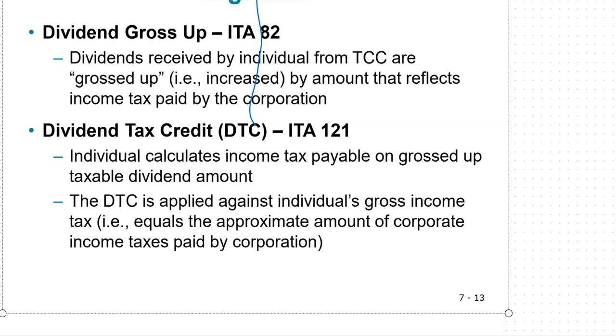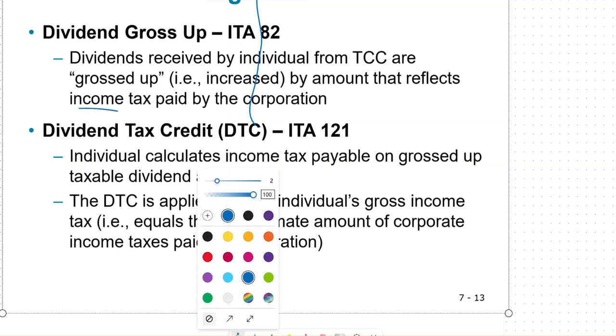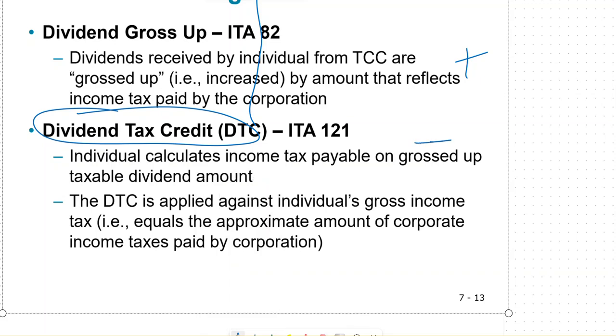So when we have a dividend tax credit, the dividend has to be grossed up, and then we get a dividend tax credit. We reduce our liability by getting a dividend tax credit. The gross up increases the amount, and the credit will decrease it. So it decreases your tax payable. The tax payable amount is decreased.